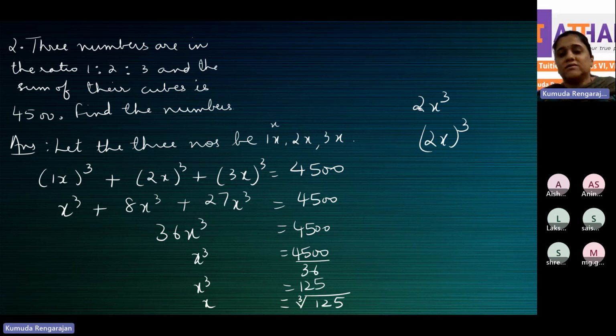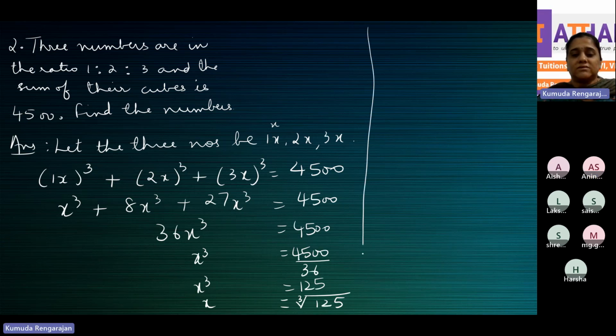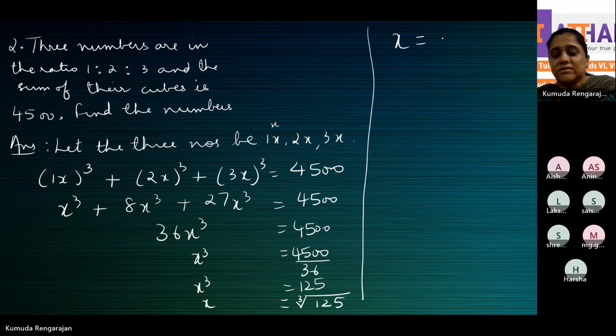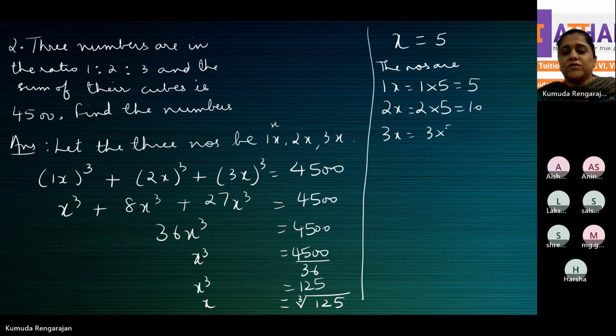Aishwarya, Anintika, and Gayatri, good. Ma'am, I got the same answer. Yeah, good. X is equal to 5. So the numbers are 1x, that is 1 into 5, which is 5; 2x, which is 2 into 5, 10; and 3x, 3 into 5, 15.